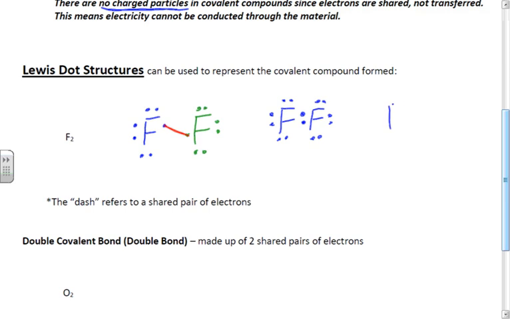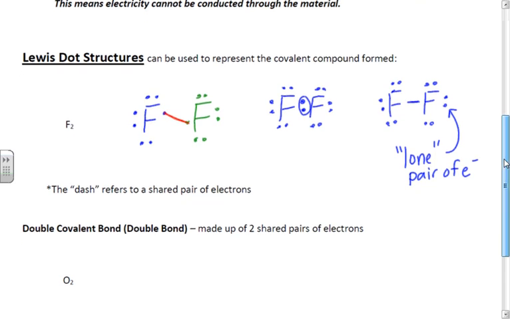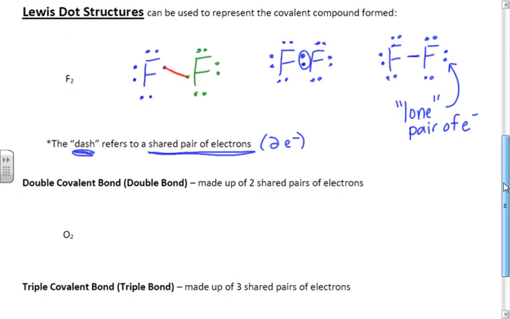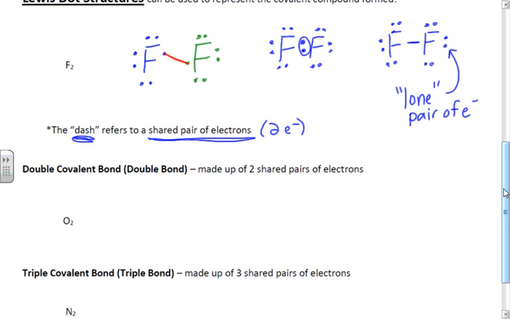Another format, which is the one we're going to use, is that anytime a pair of electrons is shared like that, we're going to put a dash instead. And we still fill in the other lone pairs of electrons. When they're not being shared, we call them lone pairs, L-O-N-E. We'll go ahead and label that one of these things here is a lone pair of electrons. So that dash refers to a shared pair of electrons. That means 2 electrons in that dash. Now that's just what we call a single bond whenever one pair is being shared.